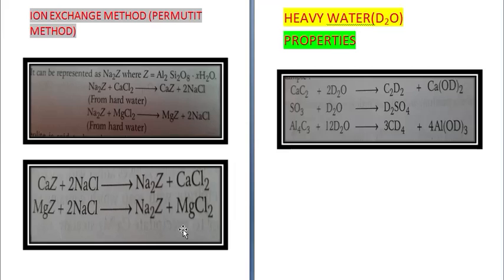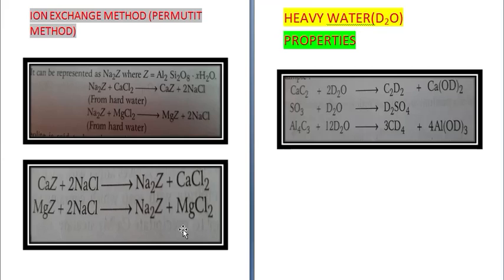Now next is heavy water. Heavy water is given by the formula D2O. I told you in the beginning itself the isotopes of hydrogen: protium, deuterium and tritium. So in this, deuterium oxide. Heavy water can be prepared by exhaustive electrolysis of water or as a byproduct in some fertilizer industries.